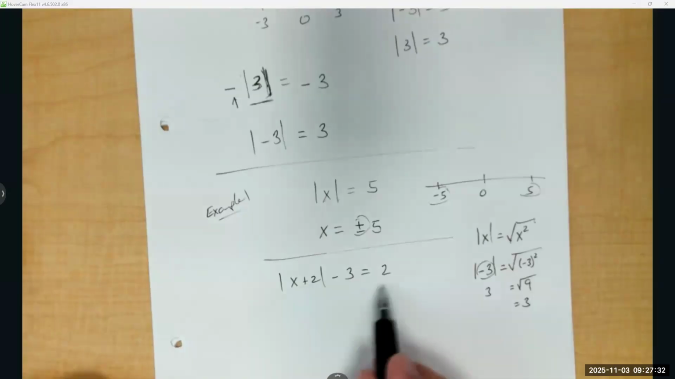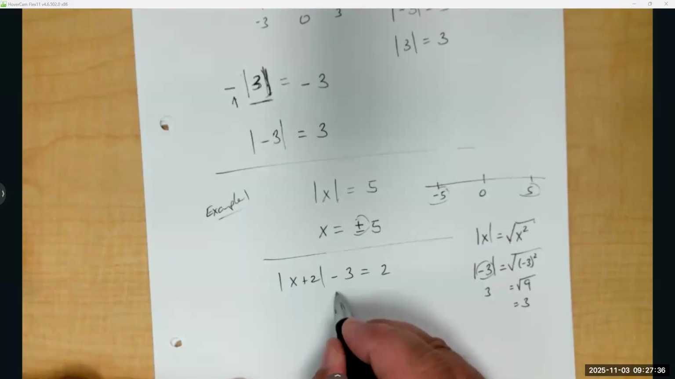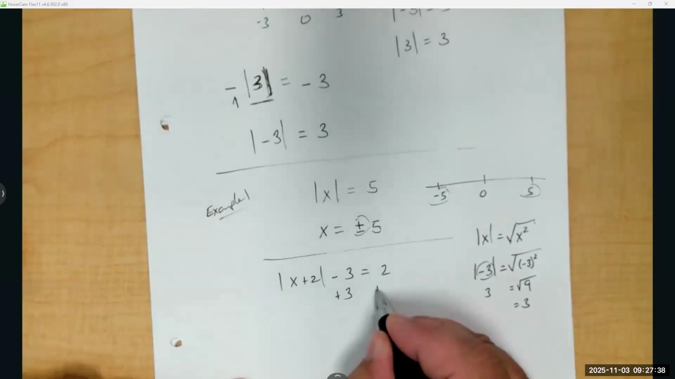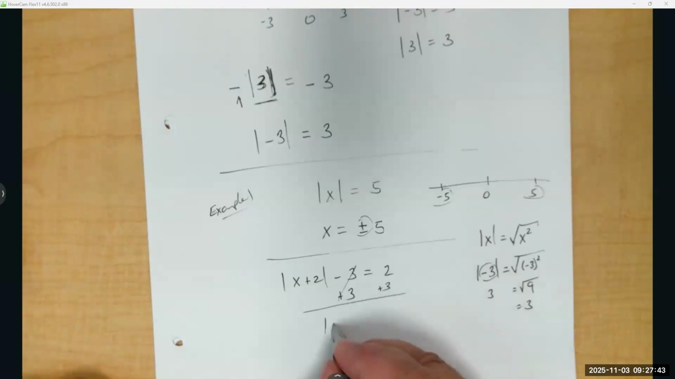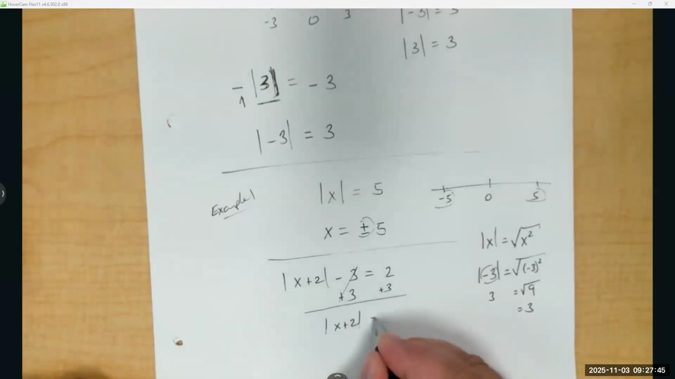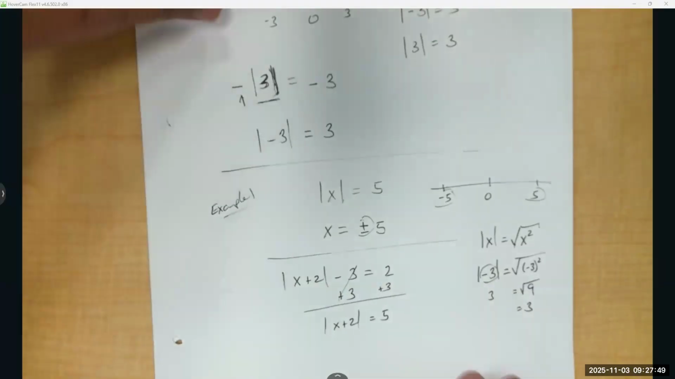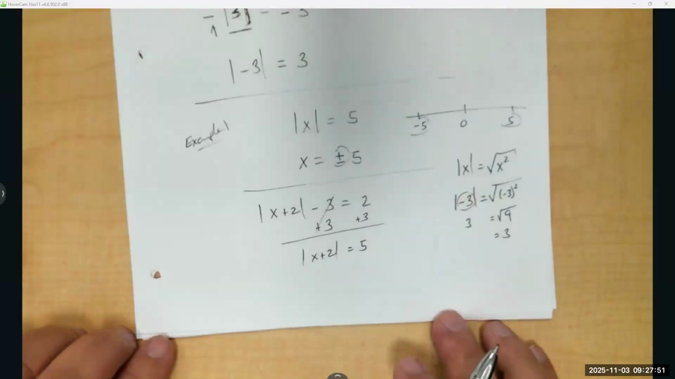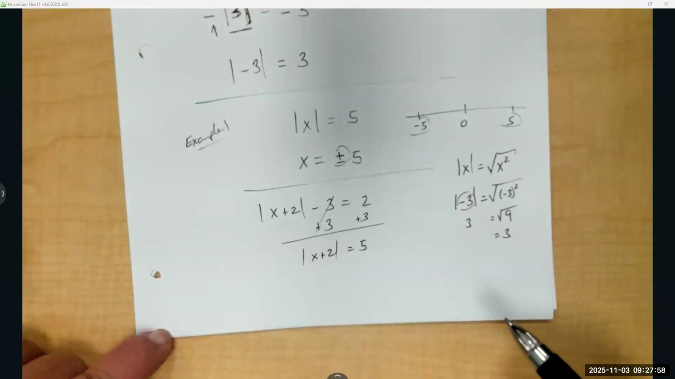So first thing we have to get rid of here is what? How? Add 3 to both sides. X plus 2 is equal to 5. Now what? We're solving for x. How do we get to x?